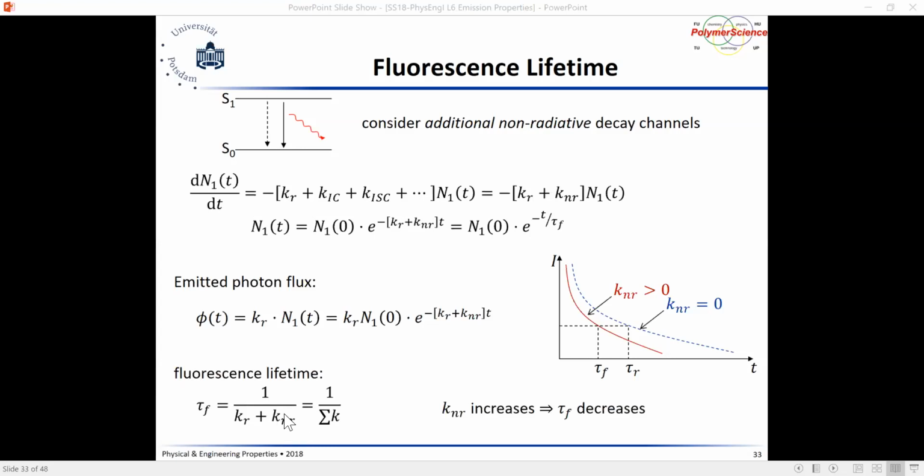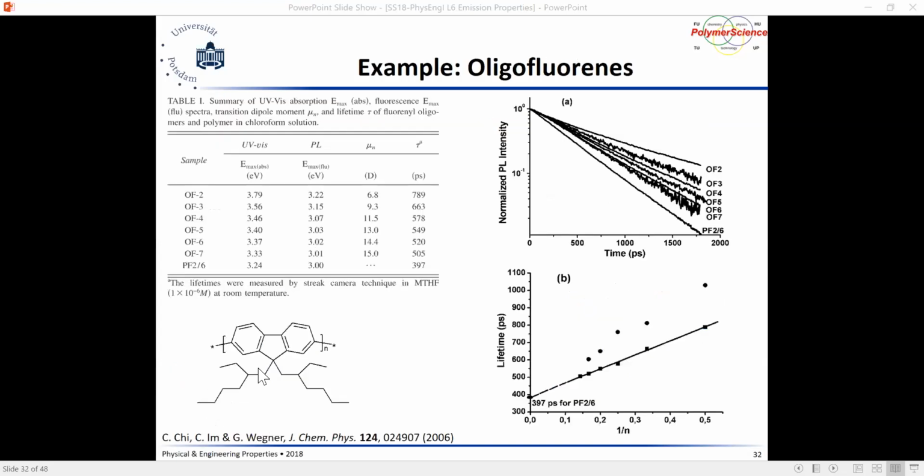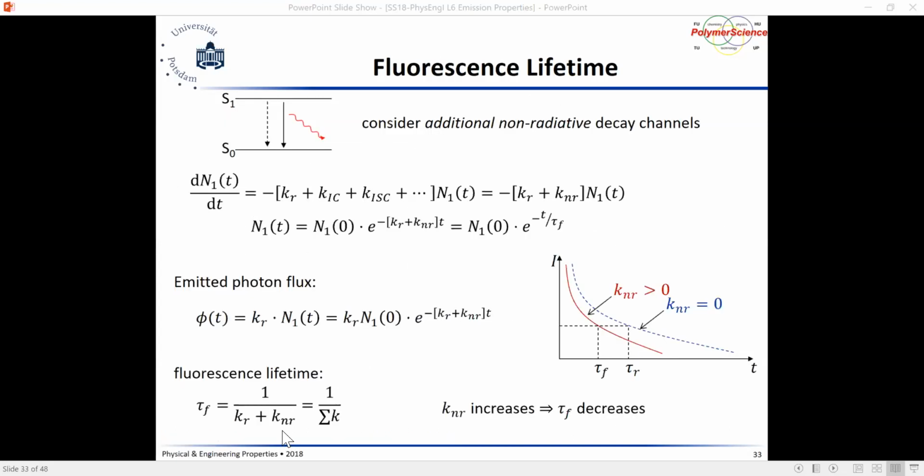So if this is increasing, but this is not changing, then your overall TF decreases. And that may very well be what's happening here. Our TF is decreasing, which may suggest that it's not that this is getting smaller, but perhaps this is getting larger.